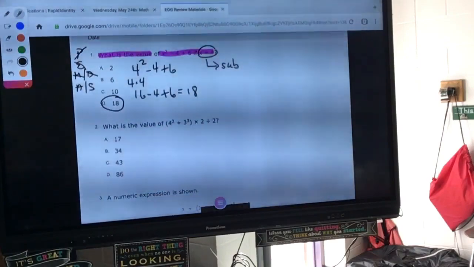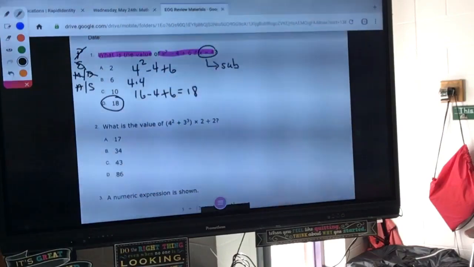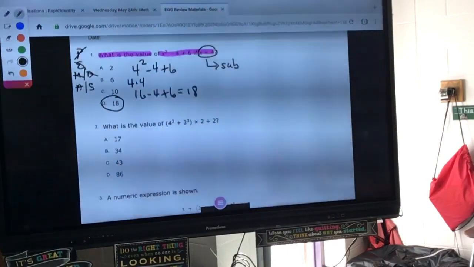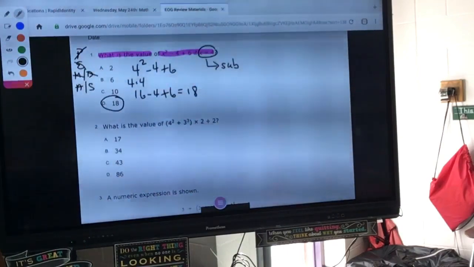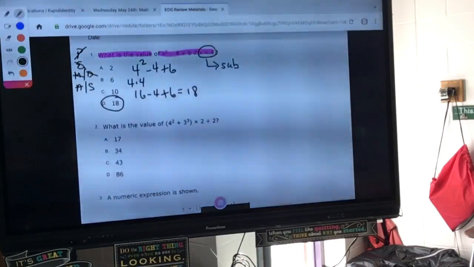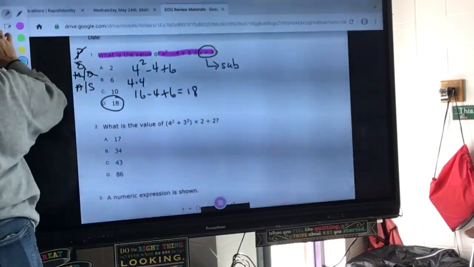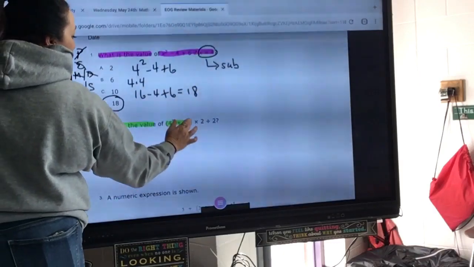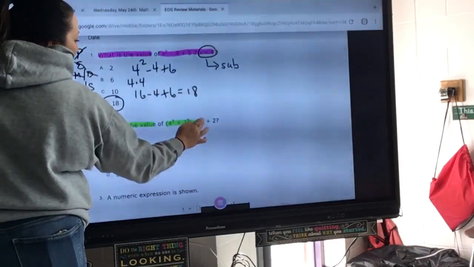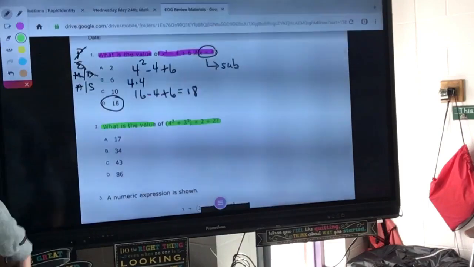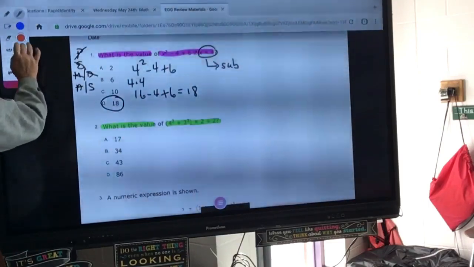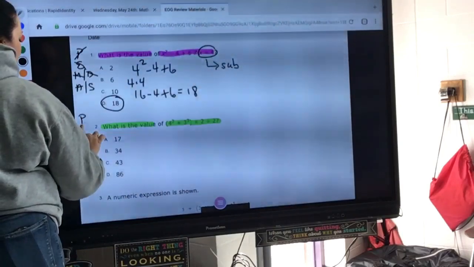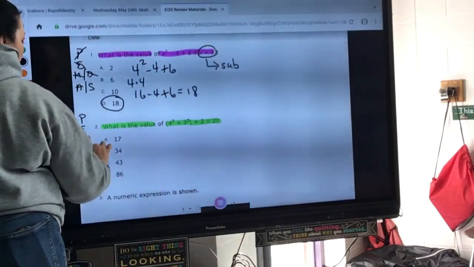All right, we are doing number 2. What type of question is this? PEMDAS. So go ahead. You're finding the value of 4 squared plus 3 squared times 2 divided by 2. Stand up when you have your answer.